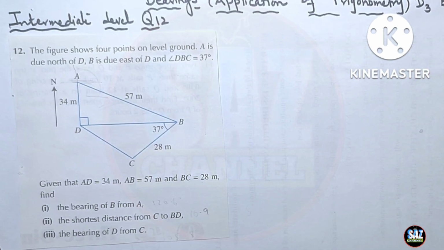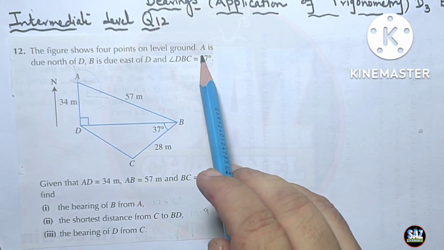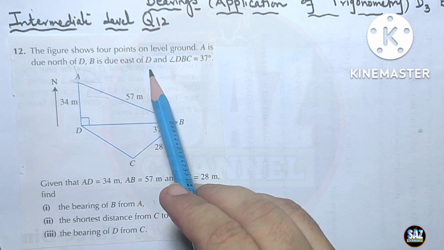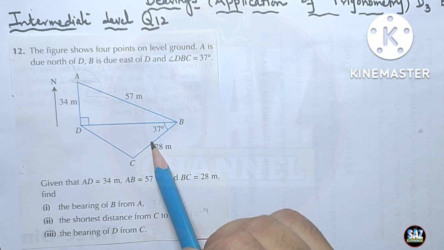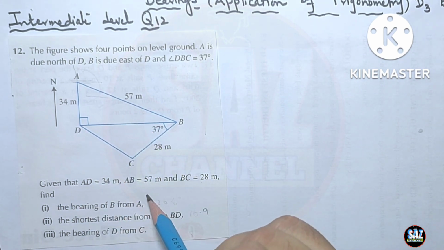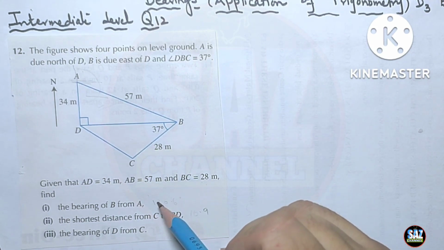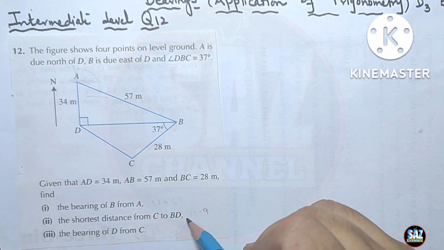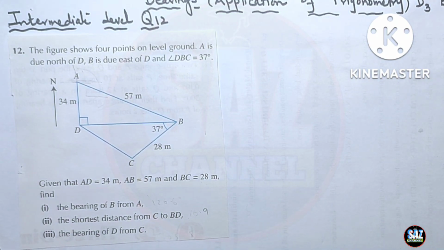Question 12 says, the figure shows 4 points on the level ground. A is due north of D, B is due east of D, and angle DBC is 37 degrees. It's given that AD length is 34, AB length is 57, and BC is 28 meters. We have to find the bearing of B from A, the shortest distance from C to BD, and the bearing of D from C. Okay, I'll be discussing each part one by one.